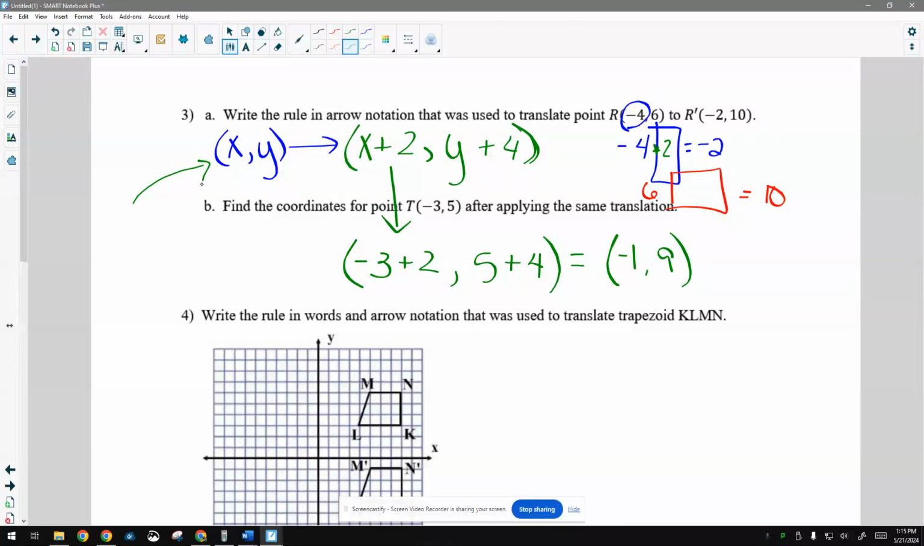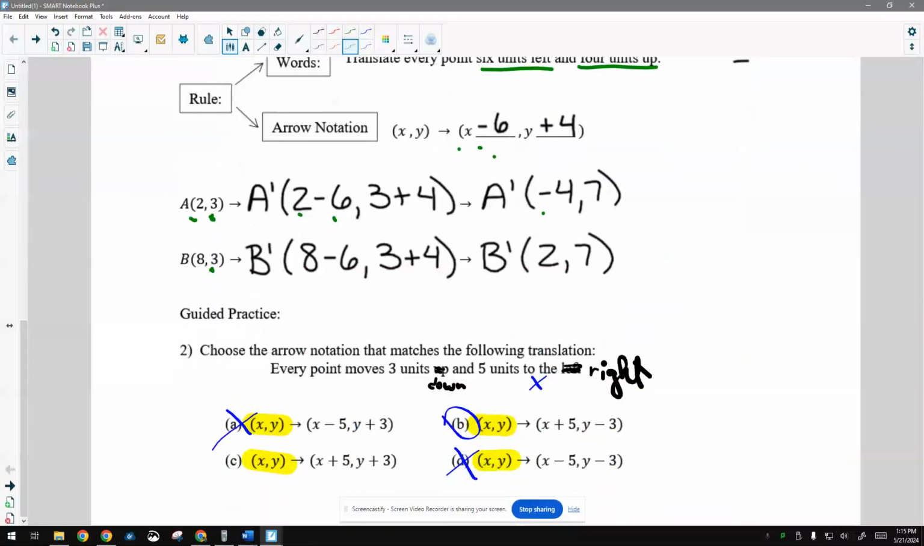Right here? Because it said to write arrow notation, and arrow notation always starts X, Y. Here in your choices, you always have to say what you're starting with, and then you say what you do with each of those. Louder. Like the one on top of that? On top of this one? Yeah, that started with the actual letter. This is not the arrow notation. This is the arrow notation, which is the rule. And then we just took this point and applied the rule to get B prime. Okay?